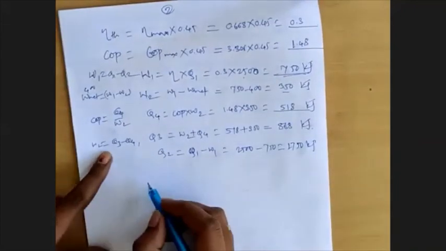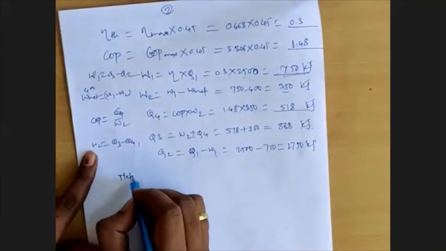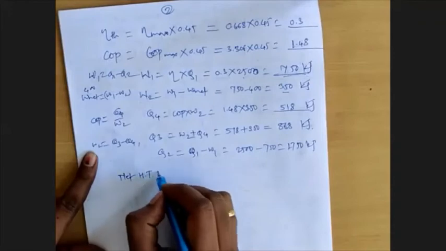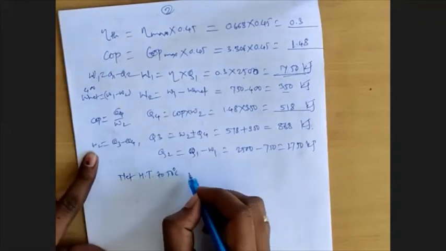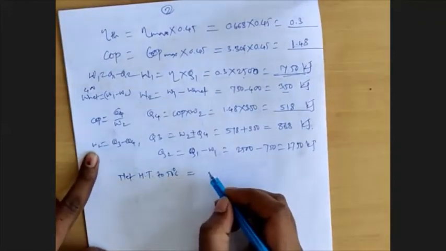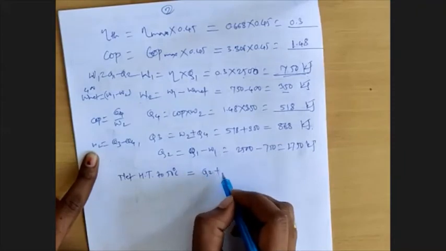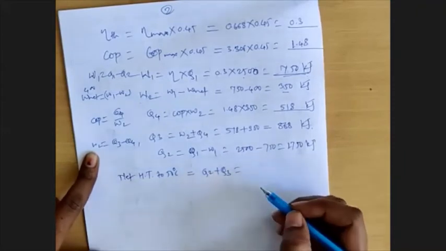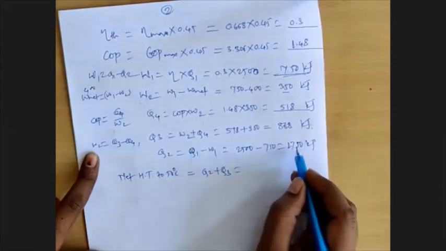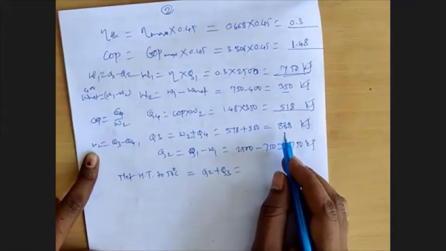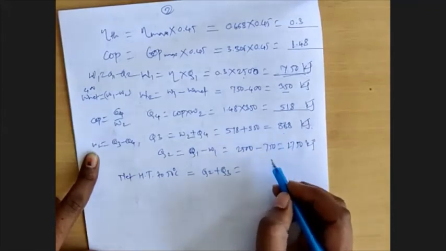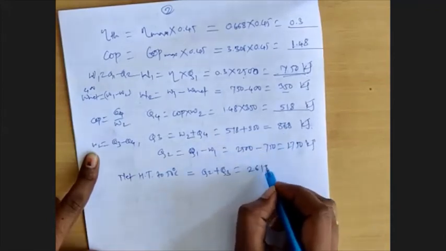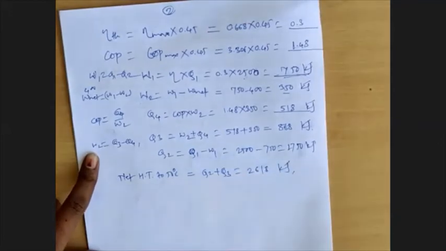And finally, net heat transferred to the 50 degrees Celsius reservoir is equal to Q2 plus Q3. What is Q2? 1750 and 868. So that will be 2618 kilojoules.